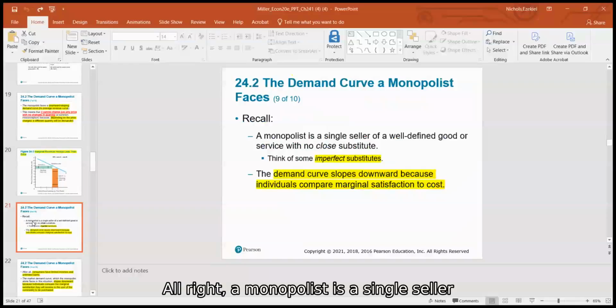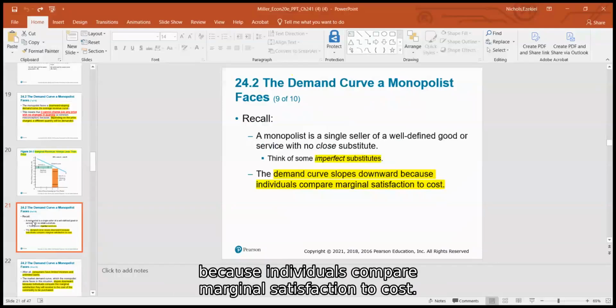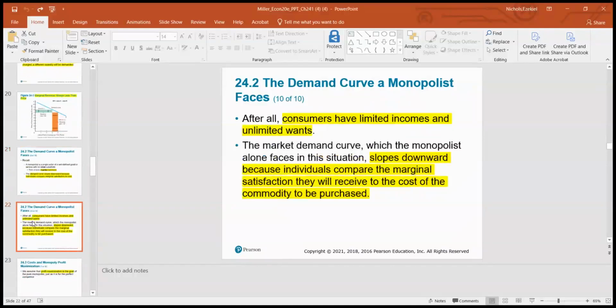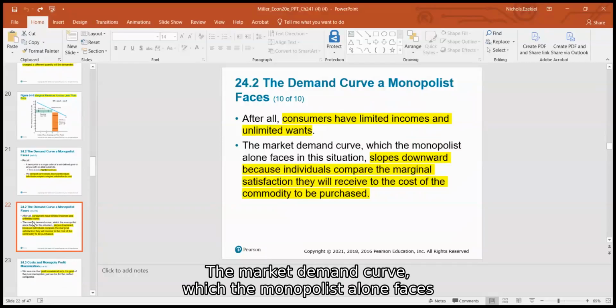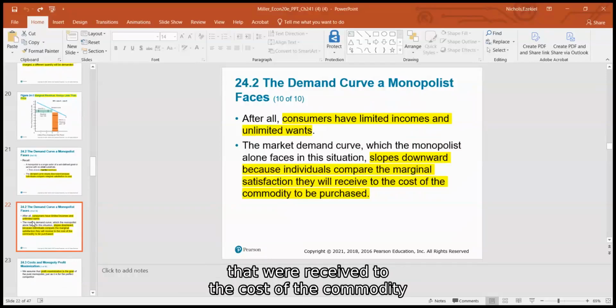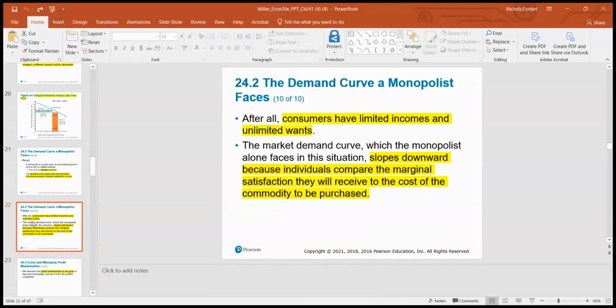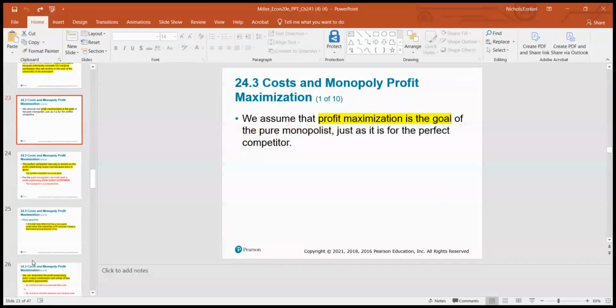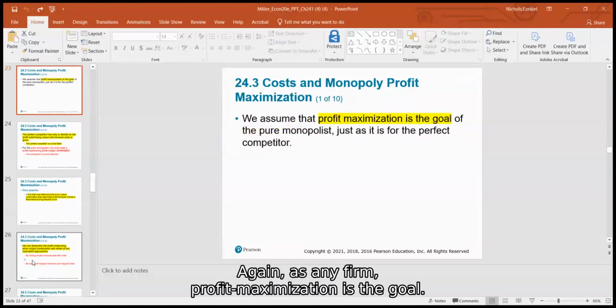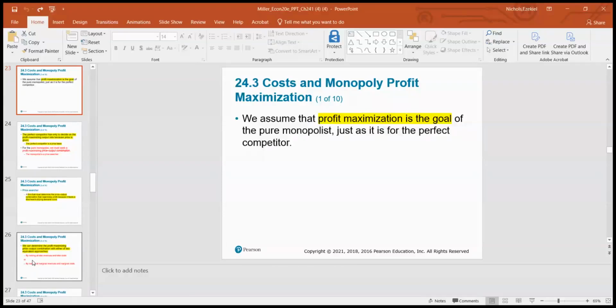All right, a monopolist is a single seller of a well-defined good or service with no close substitutes. There could be some imperfect substitutes. The demand curve slopes downward because individuals compare marginal satisfaction to cost. The market demand curve, which the monopolist alone faces in this situation, slopes downward because individuals compare the marginal satisfaction they will receive to the cost of the commodity to be purchased. Again, as with any firm, profit maximization is the goal.